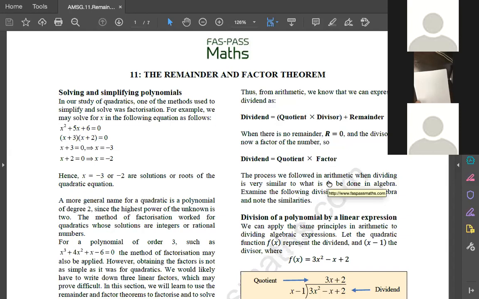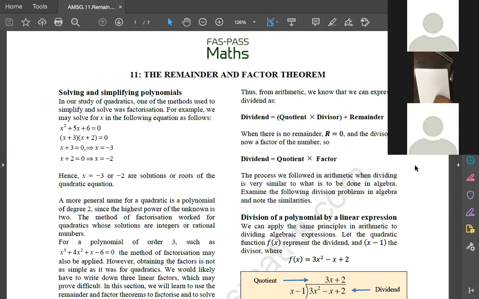So here we have two numbers. When you multiply, you have 6. When you add, you have 5. So that is 3 and 2. They are all positive. Positive 3 and 2. So by factorization, you can do it this way. This is very simple by factorization.